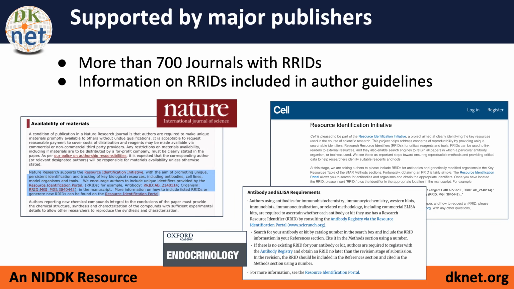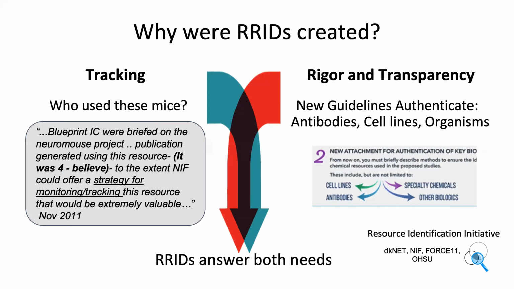Currently, RRIDs are supported by many major publishers. There are now more than 700 journals that have RRIDs appearing in them, and information on RRIDs is now included in a number of different author guidelines. So if you're publishing papers, you may already be getting information about requirements to provide RRIDs for the different resources described in your methods.